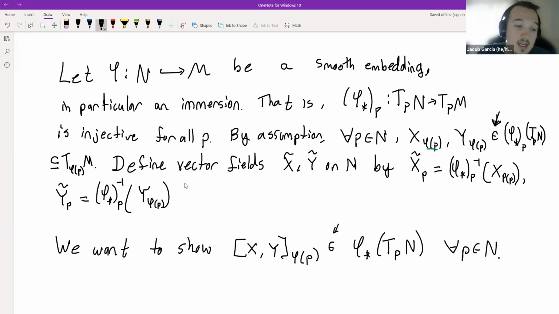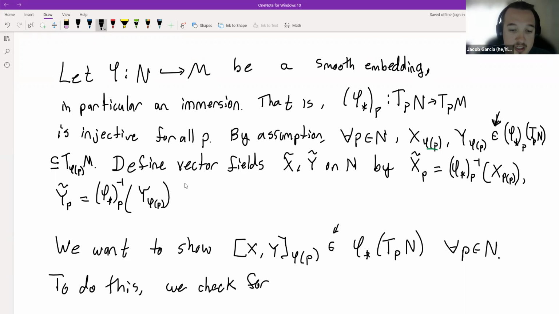So to do this, we check for some smooth C infinity function on M. I want to show that it does the same thing.